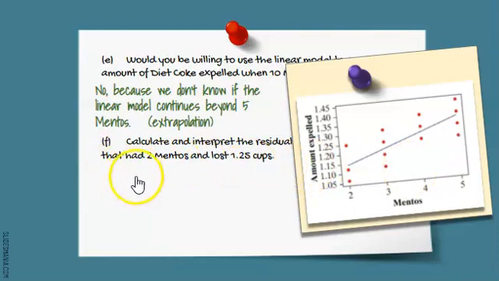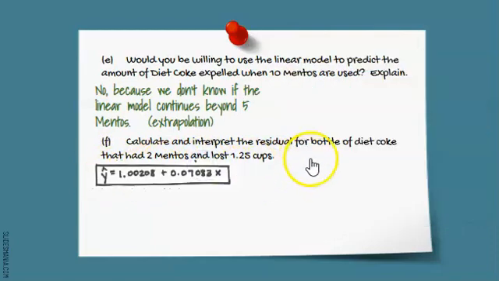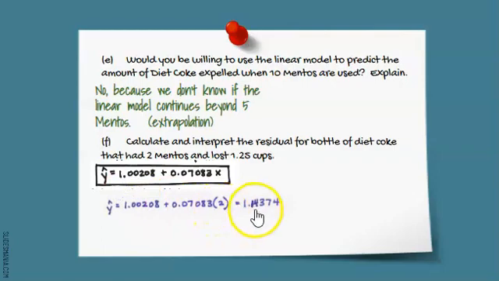F says to calculate and interpret the residuals for the bottle of Diet Coke that had 2 Mentos and lost 1.25 cups. So to calculate my residual, I need to know my equation. So here's my equation that we just had. Now I'm going to plug in a 2 because 2 is my x value, and here's the actual y value. We're going to find out what the predicted y value would be. So I plug in my 2, and I get 1.14374.